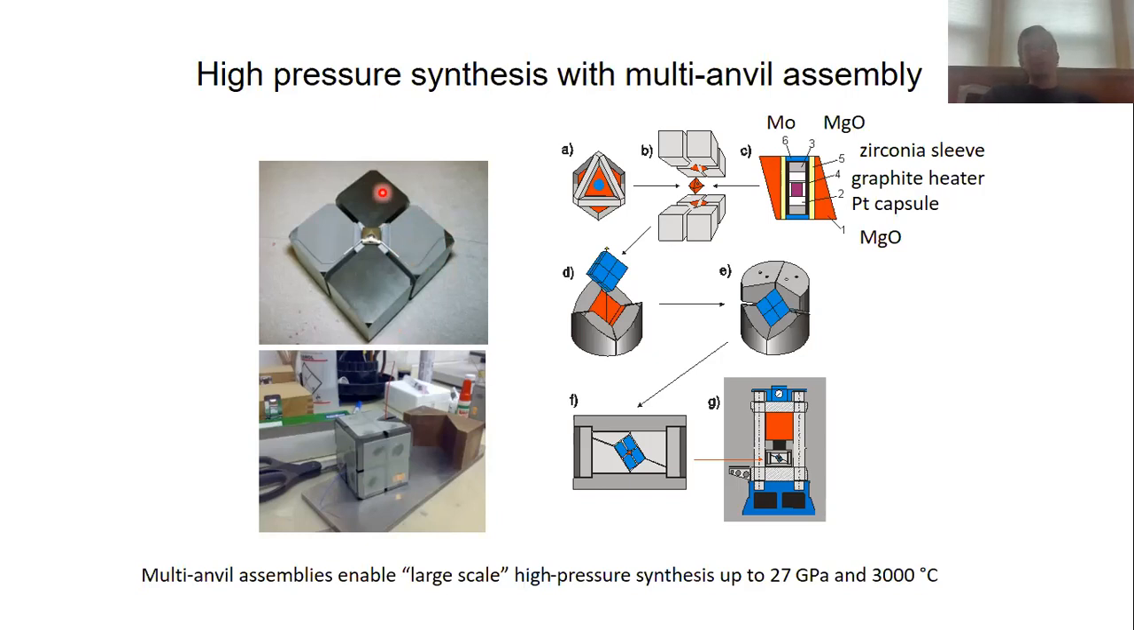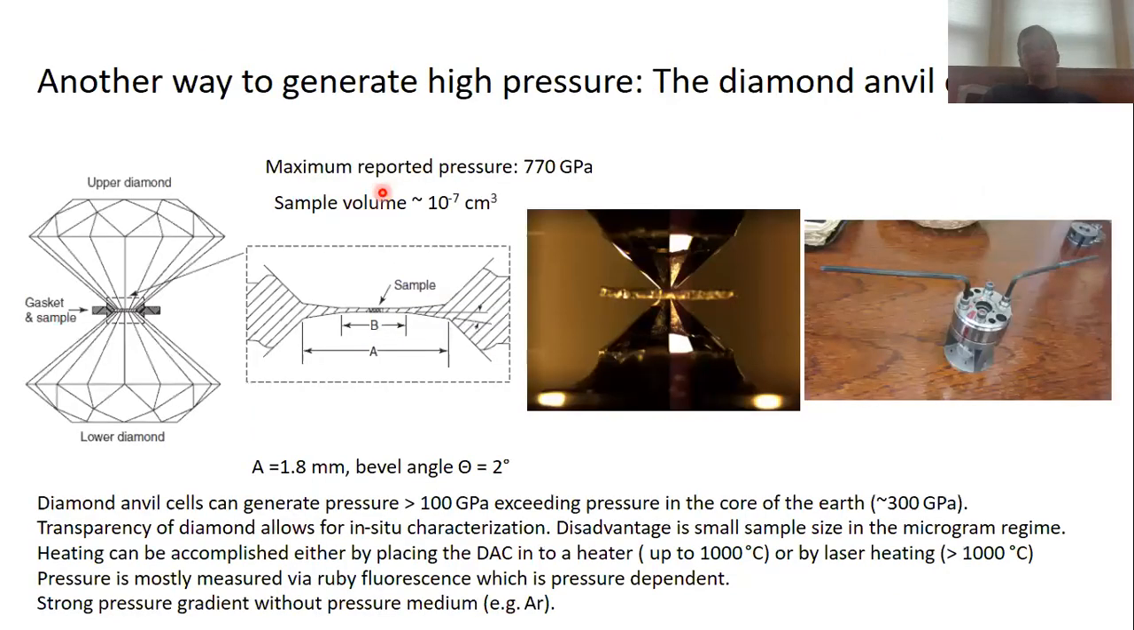All right, so now the other major high pressure technique that I wanted to discuss here is the diamond anvil cell. So the diamond anvil cell allows you to go to significantly higher pressures, up to 707 gigapascal. That's the highest claimed pressure that has been achieved thus far. But the sample sizes become very small.